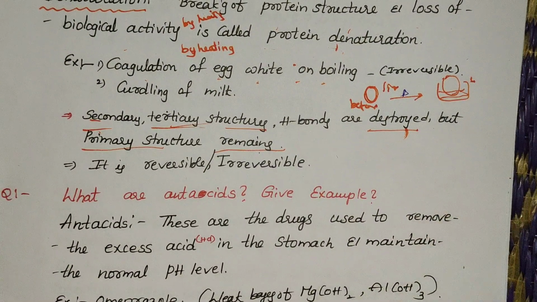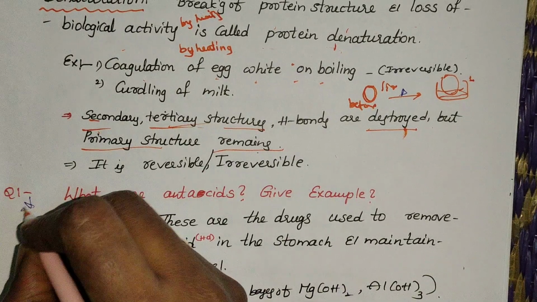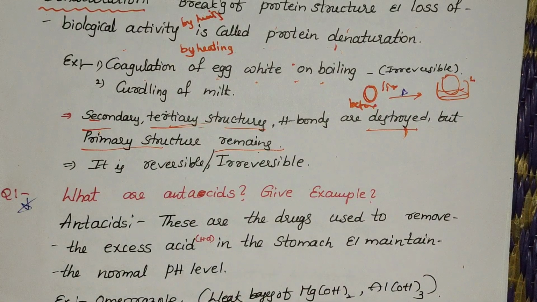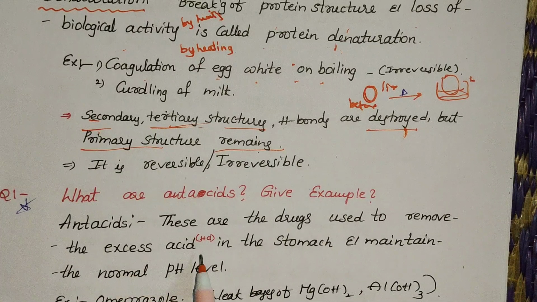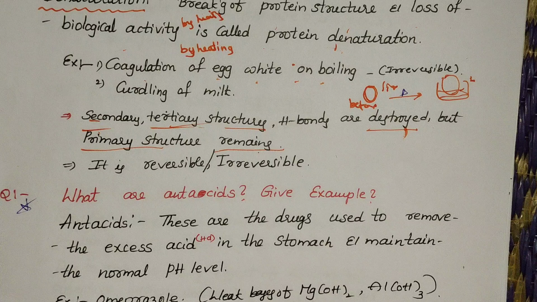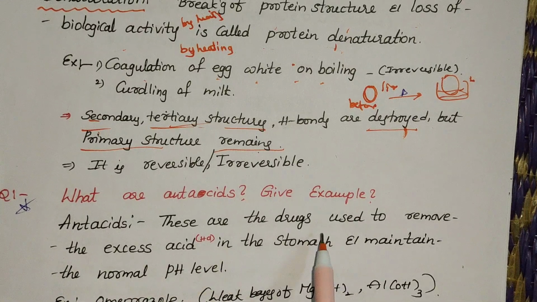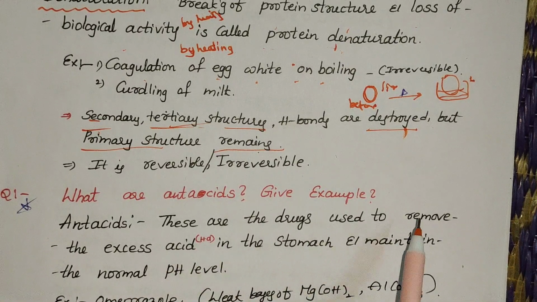Next, what are antacids? Give an example. It is also a very important question, beta. Listen properly. Antacids are the drugs used to remove the excess acid in the stomach and maintain the normal pH level. Example, omeprazole. Antacids are drugs, chemicals, that act on the extra acid.